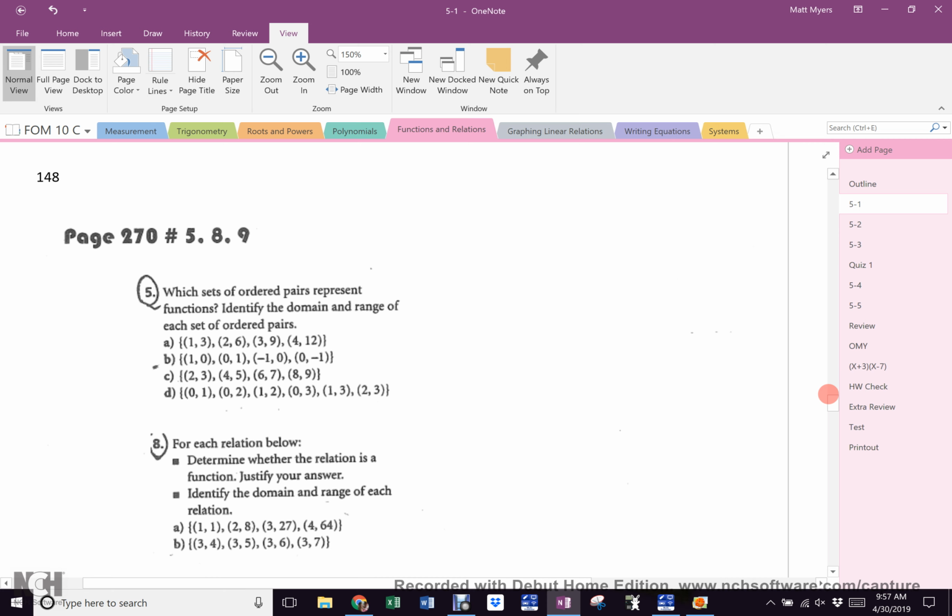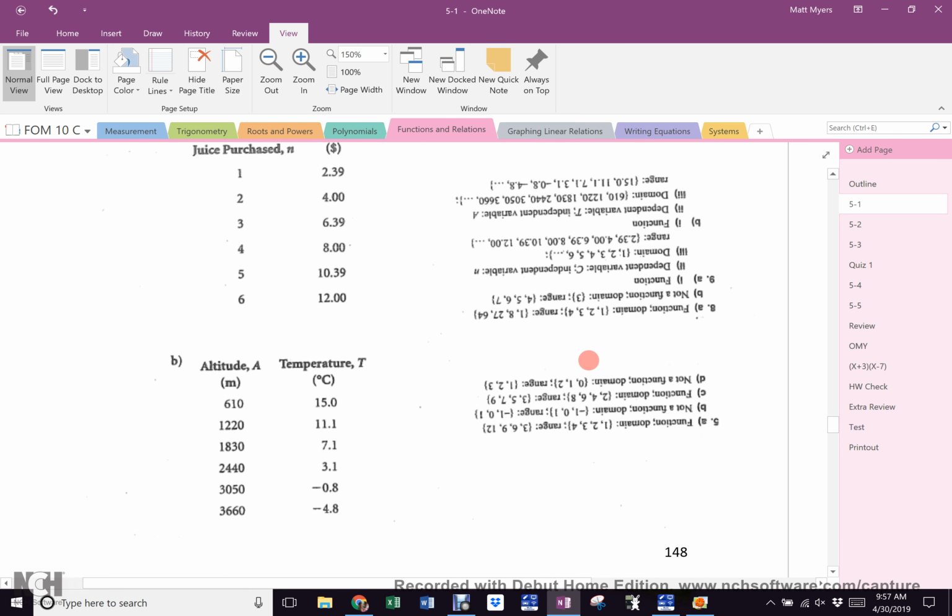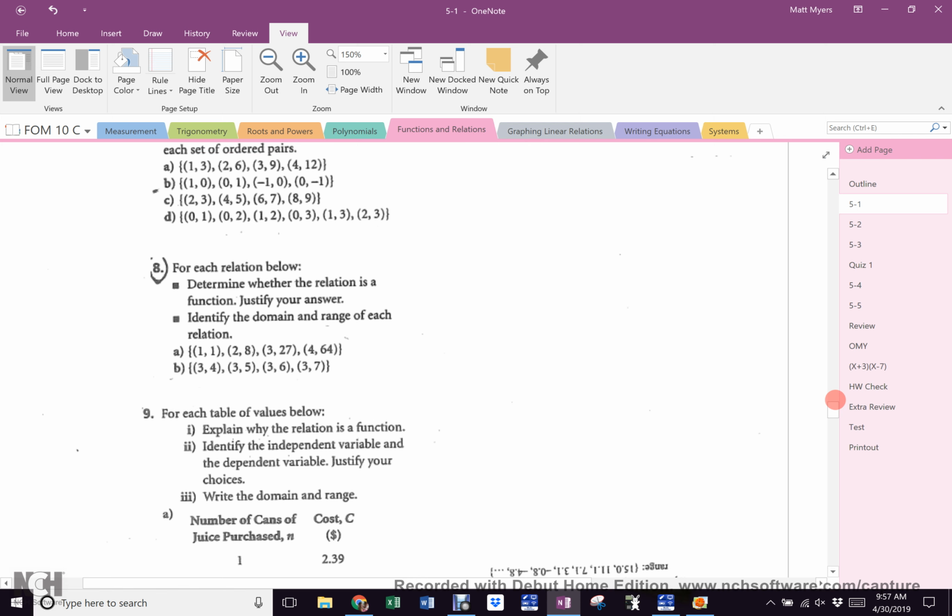So I would like for everyone to have a look at page 148. Remember, I have the answers. You can check them. But take the next 5 minutes and try a few from page 148. And then we'll talk about them. Okay? Everybody good? You can work together, but work.